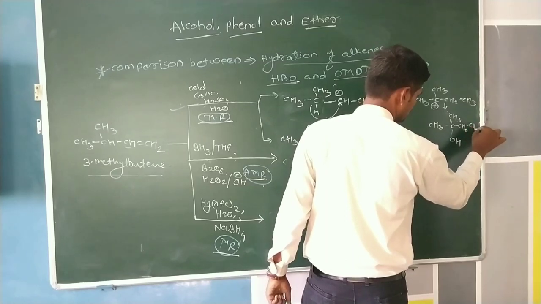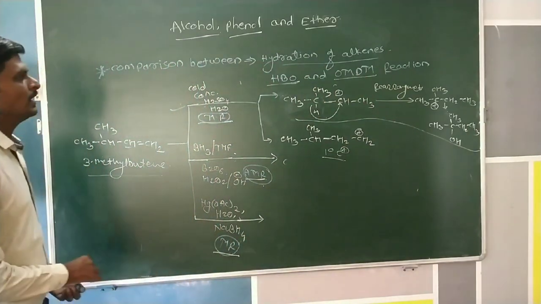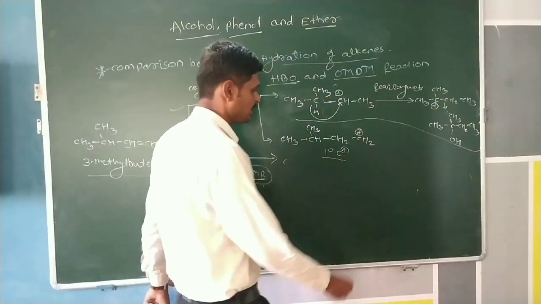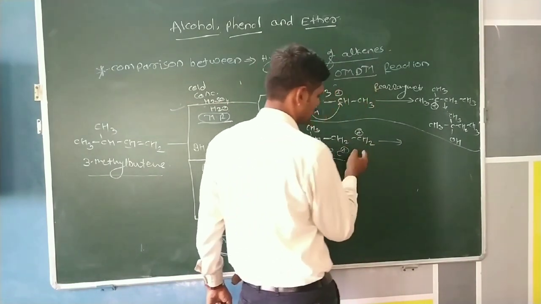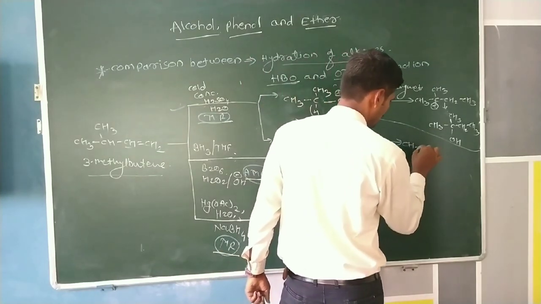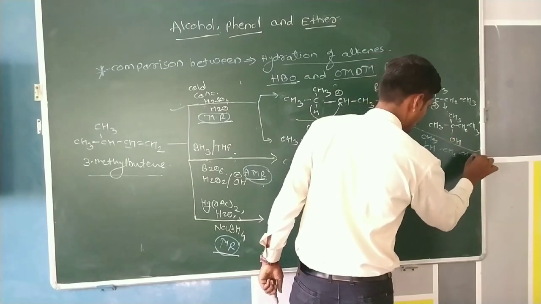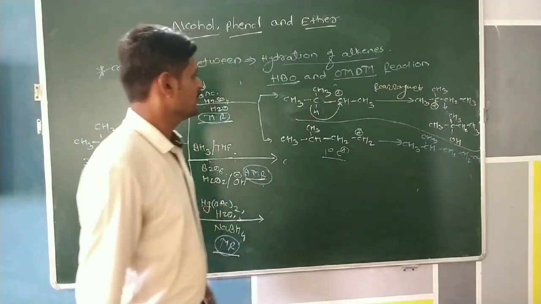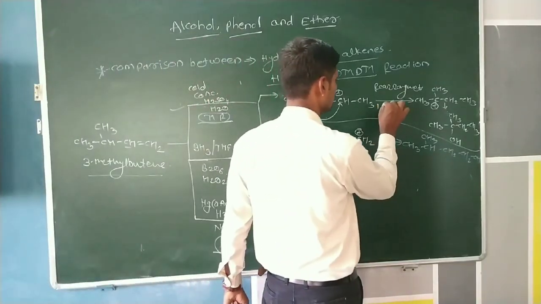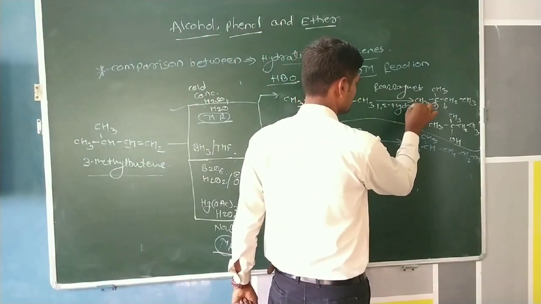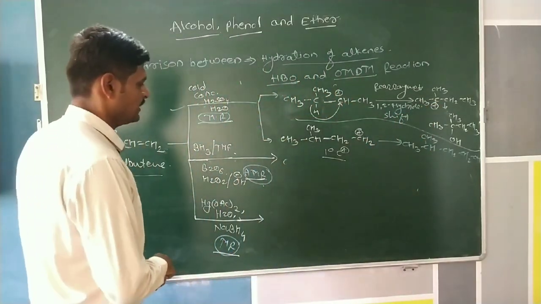This is the main product of hydration, and this is a primary carbocation. In this case, there is no rearrangement reaction. Then this OH attacks this primary carbocation, and there is a formation of primary alcohol. Okay, this is an important step in hydration of alkene. In this step, a 1,2 hydride shift is shown here. 1,2 hydride shift.